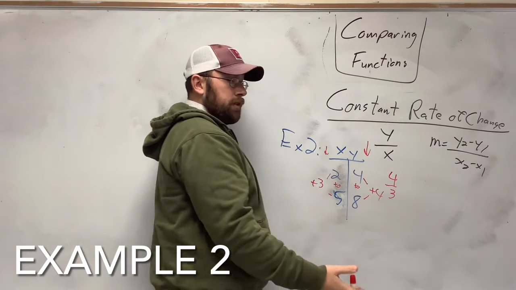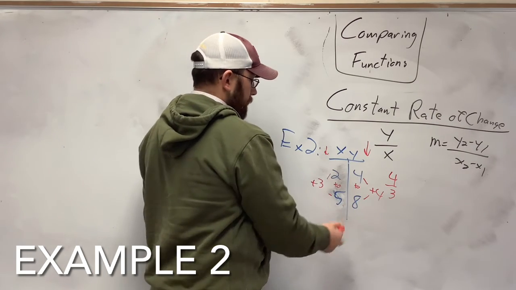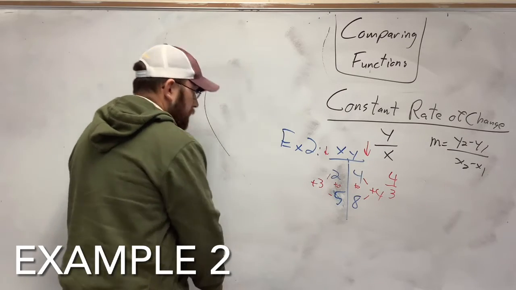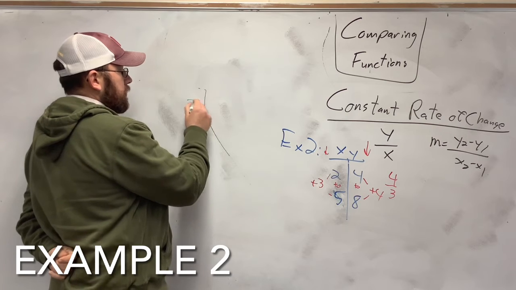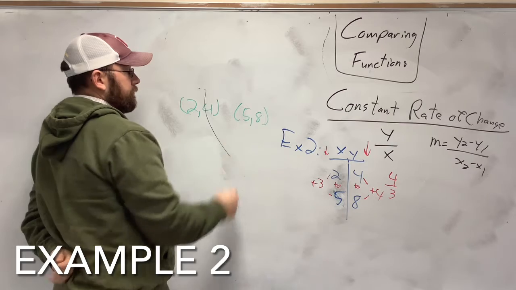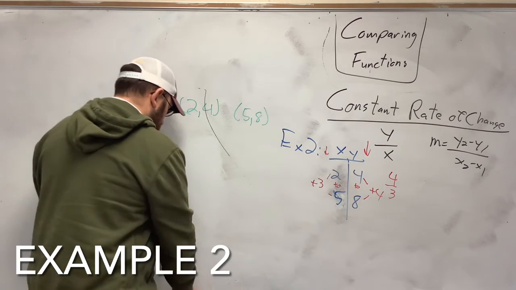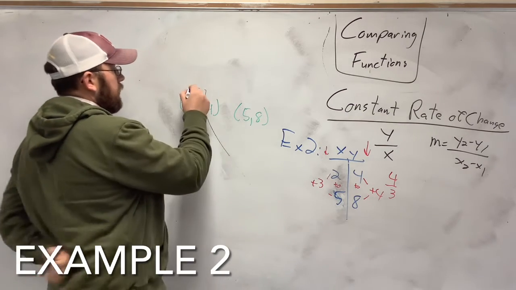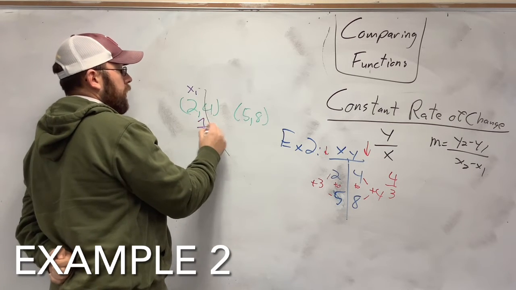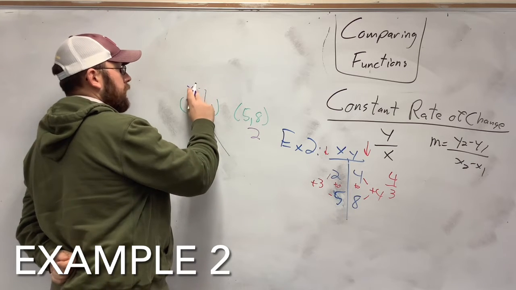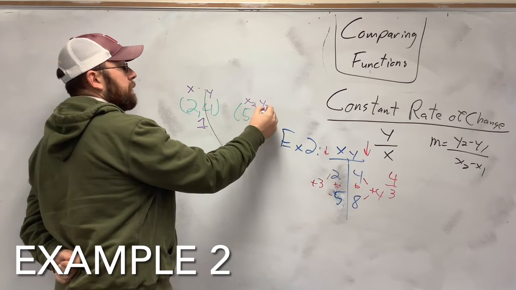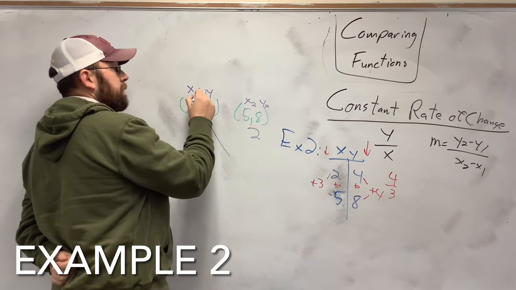All right, the other way to do this is I take these two points. So 2, 4, and 5, 8. All right, and I label them. I'm gonna call this whole thing 1, and this whole thing 2. Label it x, y. Since this is my second one, I make those 2. Since this is my first one, I make those 1.